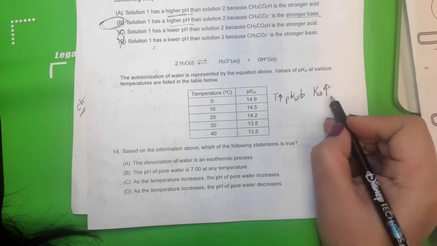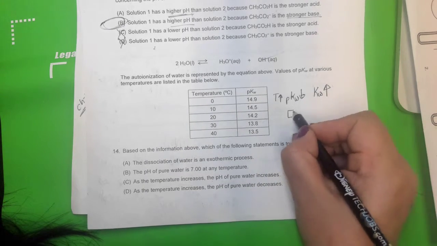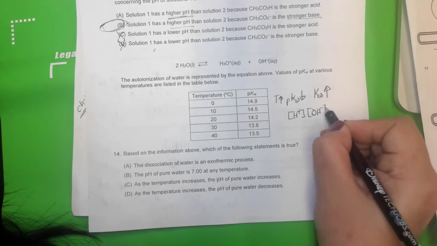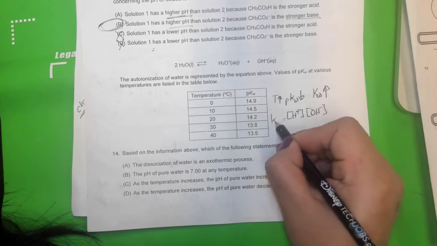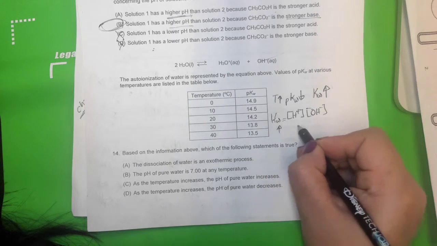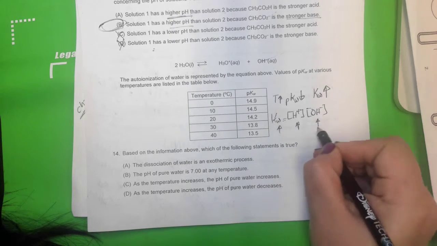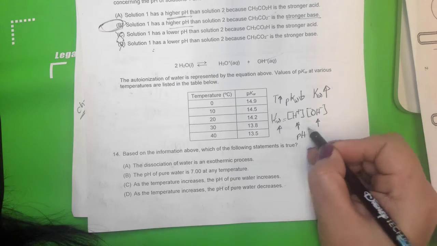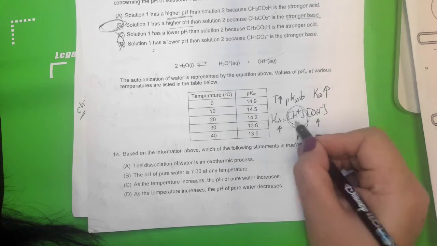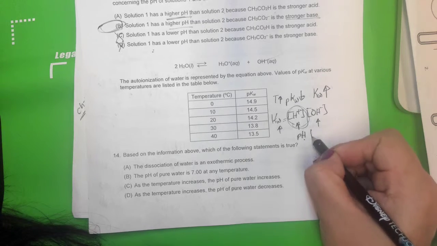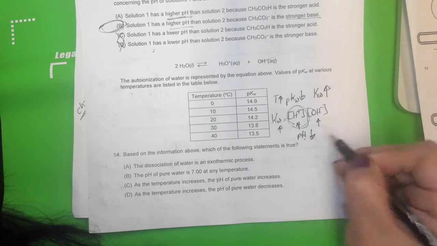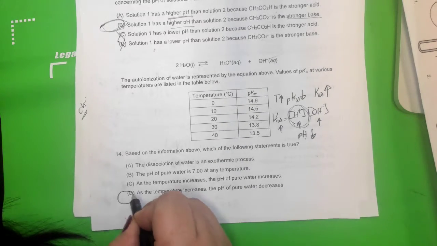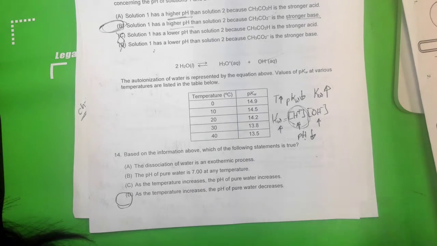So far, so good. Okay, Kw is related to the concentration of H plus and the concentration of OH minus because they multiply together to make Kw. If this is increasing, these two are also going up. So if this is increasing, what's going to happen to pH? This concentration is increasing, so when you calculate pH, pH is decreasing. Okay, so that's what we're doing. So the correct answer is D. Temperature increases, pH is decreasing.